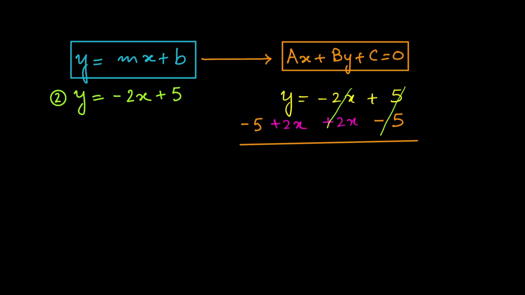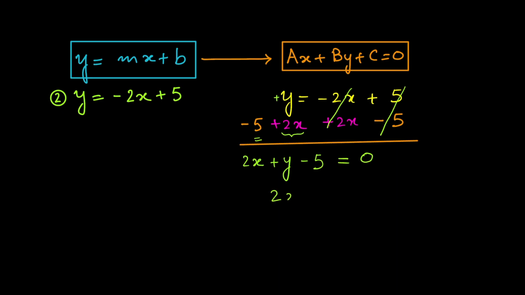Now we write the terms on the left side. As we write the x term first, it is positive 2x, then we write the y term, which is positive, so plus y, and then we write the constant, so it's minus 5, and then it is equal to 0.